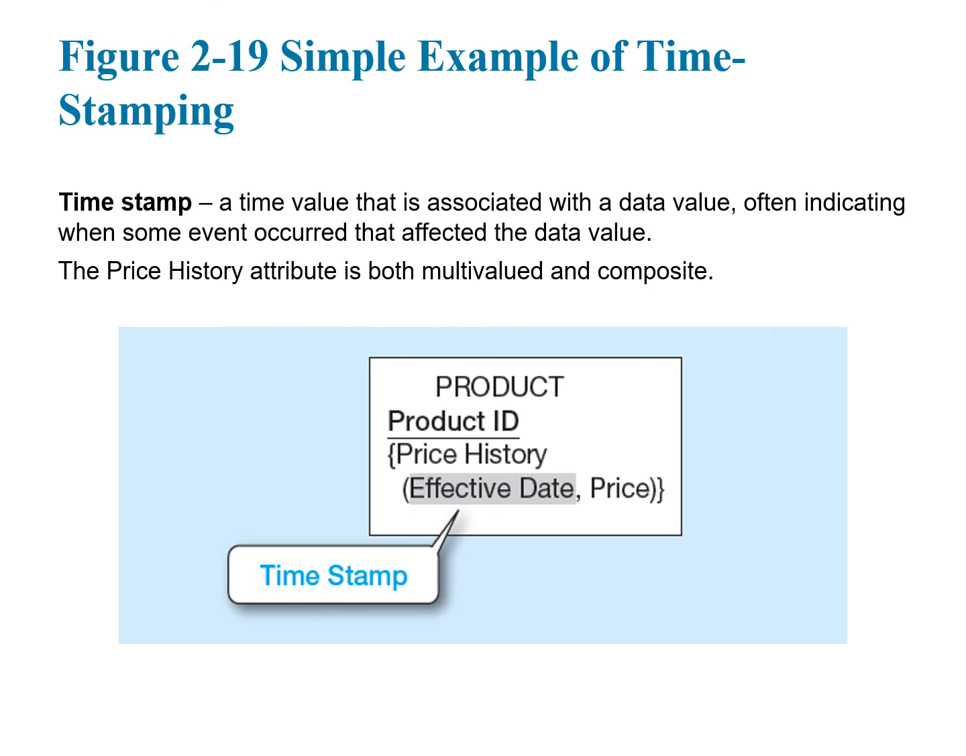Can you think of how the price history could be represented as a separate entity instead of a multi-valued attribute? What would be the cardinality of the relationship between product and price history? It should be one-to-many.